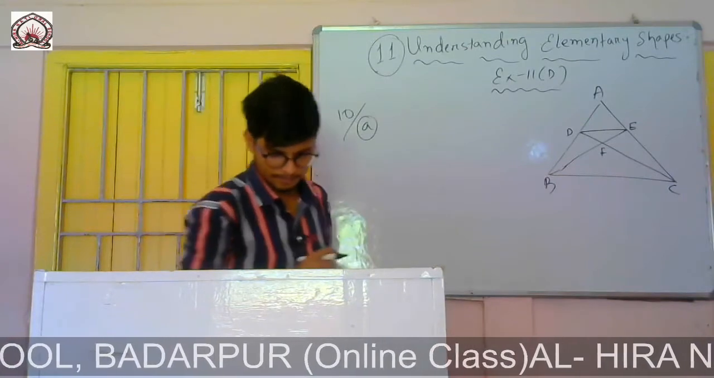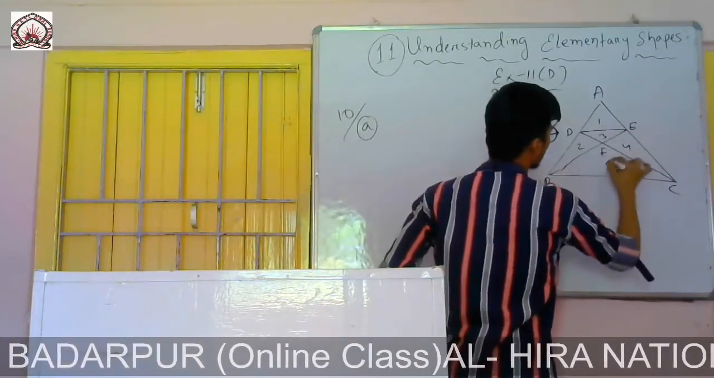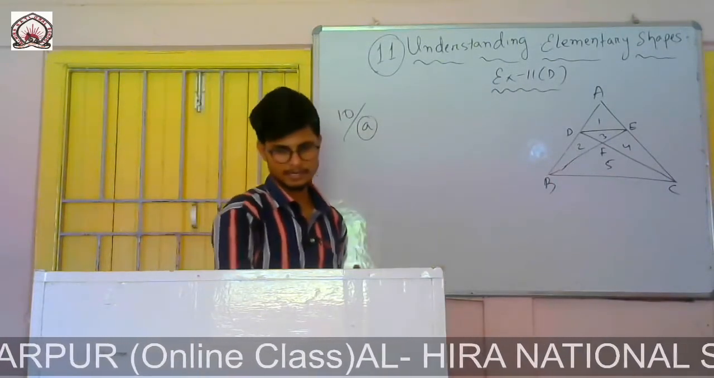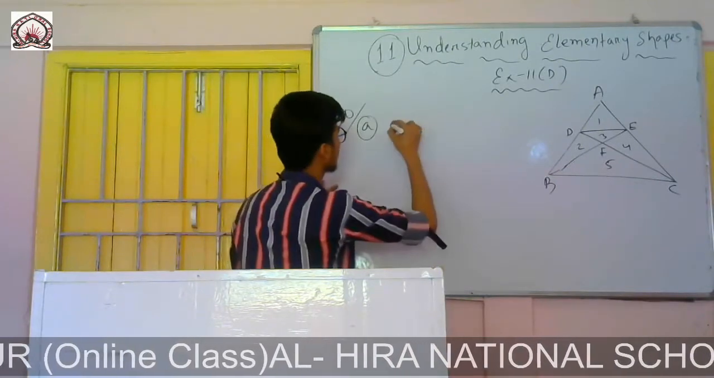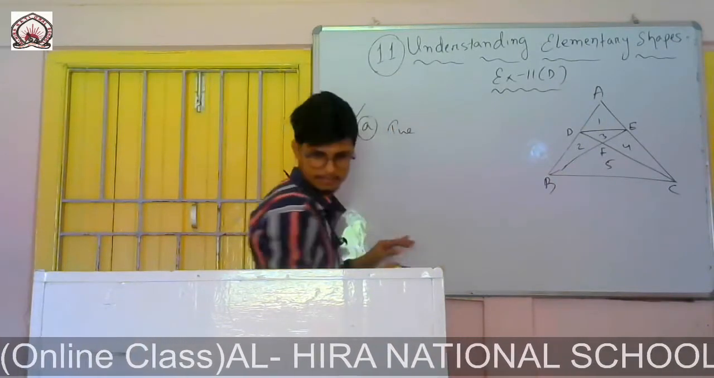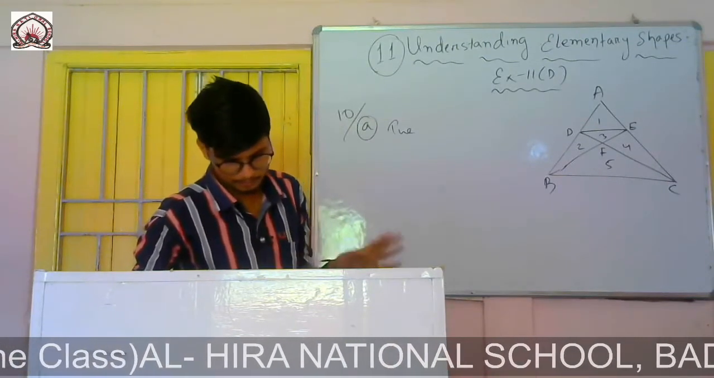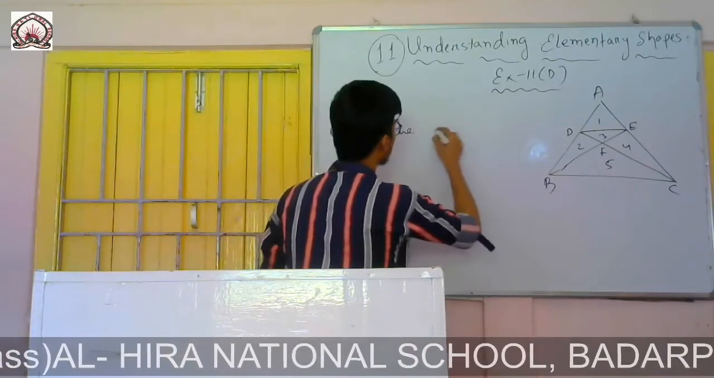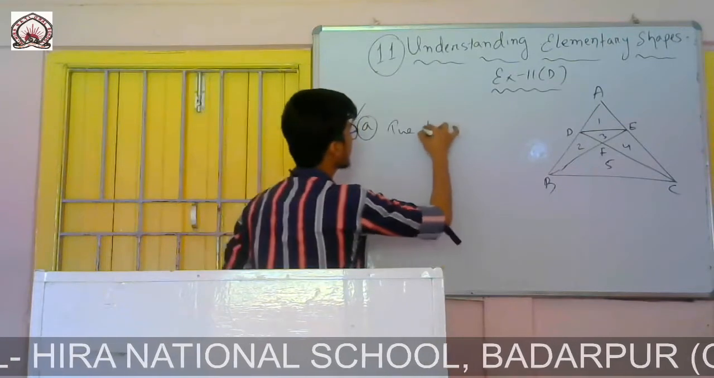So if I name them as 1, 2, 3, 4 and 5, we can easily write how many triangles there are. So you start from the side. The question is to find how many different types of triangles there are. Name each of them. First of all, we will name them, then we will count.